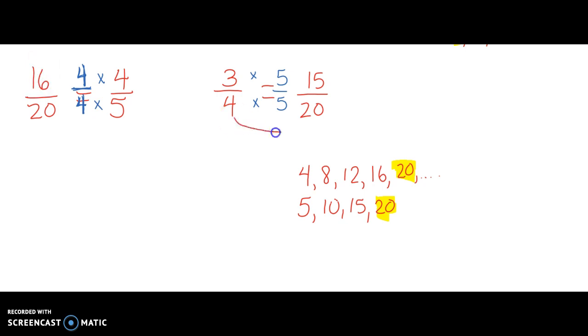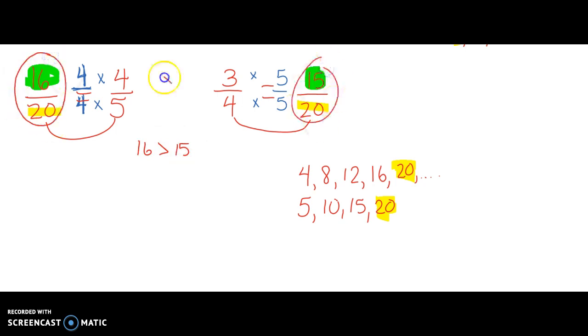So let's see. 3/4 we said is 15 20ths and 4/5 is 16 20ths. Because I have the same denominator, I can now compare the numerators only. I can compare 16 to 15. And I know that 16 is greater than 15, so that means 16 20ths is greater than 15 20ths. And because 16 20ths is also equivalent to 4/5, and 15 20ths is also equivalent to 3/4, I know that 4/5 is greater than 3/4.